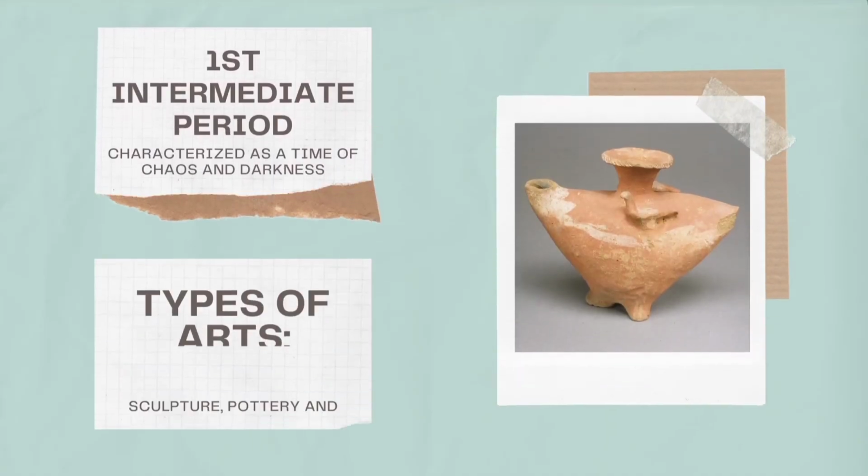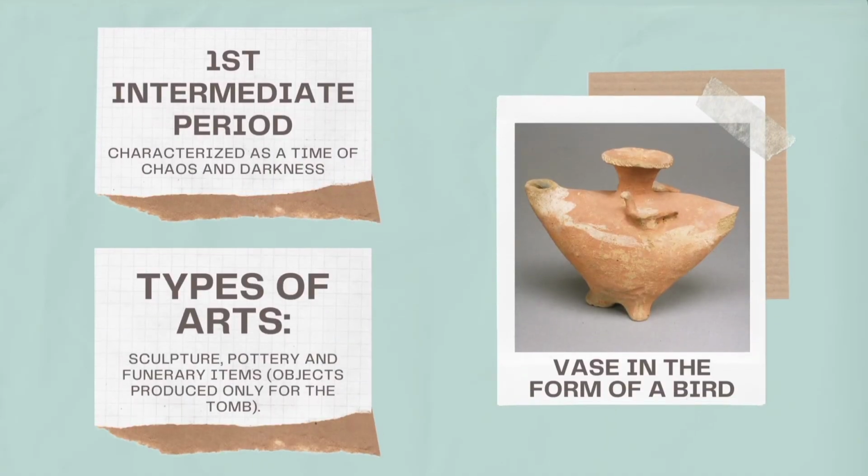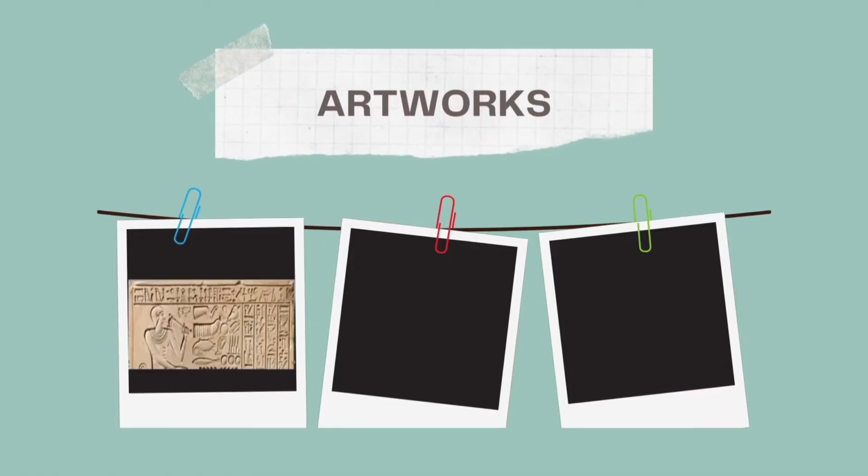The First Intermediate Period is characterized as a time of chaos and darkness. It is believed that during this time, the temples were pillaged and violated. Their existing artwork was vandalized, and the statues of kings were broken or destroyed as a result of this alleged political chaos. These two kingdoms would eventually come into conflict, with the Theban kings conquering the north, resulting in reunification of Egypt under a single ruler during the second part of the 11th dynasty.